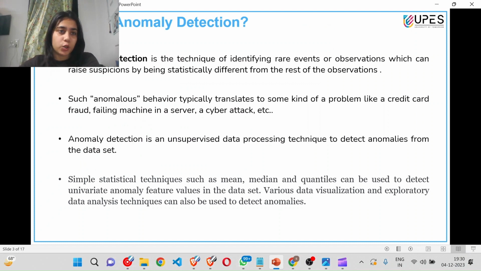What is anomaly detection? Anomaly detection is a technique of identifying rare events or observations which can raise suspicions by being statistically different from the rest of the observations. Whenever we talk about anomaly detection, it means detecting the outliers.